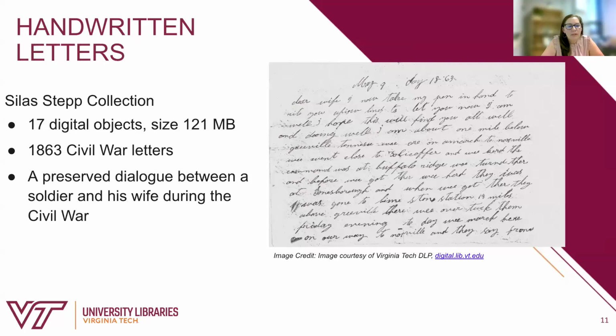So for the handwritten letters, it was a small collection. There were only 17 digital objects in this collection and 121 megabytes. So it's a small collection, but it's unique because it's all handwritten letters from 1863. A Civil War soldier had written these letters back to his wife about the goings-on during the Civil War. So again, a small collection, but it was unique that we wanted to try to run AI models on handwritten text.